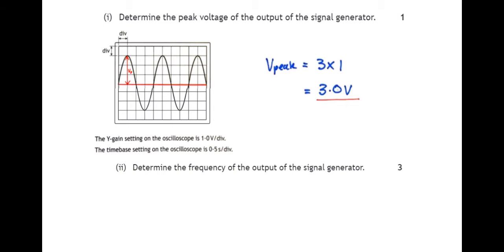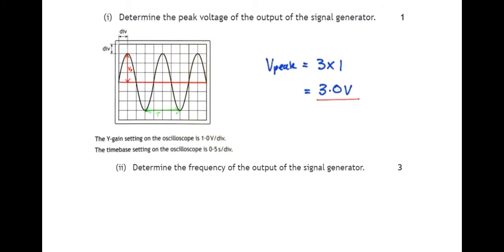Part 2, determine the frequency of the output of the signal generator. Well, the frequency is obtained from the period. The period is the time for one complete cycle. And we can see here that one complete cycle is 4 boxes. And 4 boxes at 0.5 seconds per box is a total of 2 seconds. The period can then be used to work out the frequency. Frequency is 1 over the period. So 1 over 2 seconds, which is 0.5 hertz.